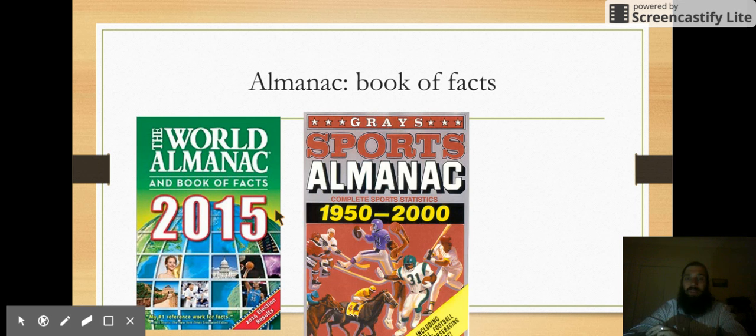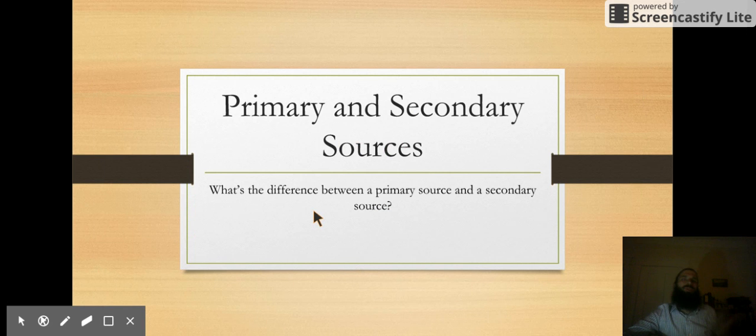This is a sports almanac. It's going to have facts about different sports, who won which games, what the statistics of different players were, and all types of facts like that related to sports. So now we know a few different sources of information that we can use to learn about the past.